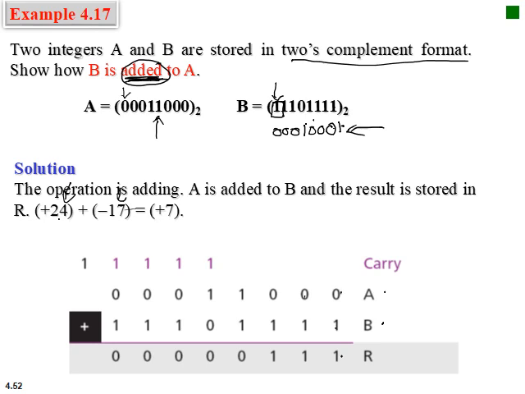0 plus 1 is 1. 0 plus 1 is 1. 0 plus 1 is 1. 1 plus 1 is 0, carry 1. 1 plus 1 plus 0 is 0, carry 1. 1 plus 0 plus 1 is 0, carry 1. 1 plus 0 plus 1 is 0, carry 1. 1 plus 0 plus 1 is 0, carry 1. And this last carry here simply falls away because we are only using 8 bits. Right. So in other words, if we now look at this value here, and we convert this to decimal, 0, 0, 0, 0, 0, 1, 1, 1, we get the value 7. And that's in actual fact correct.